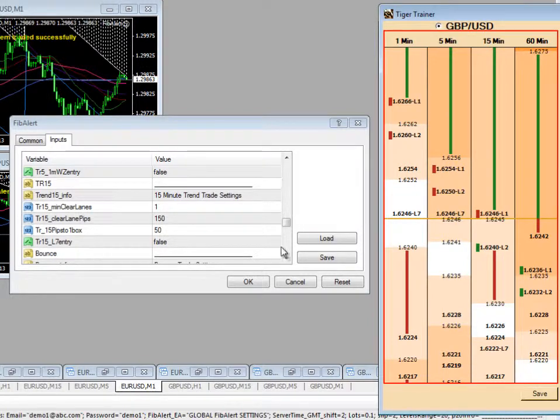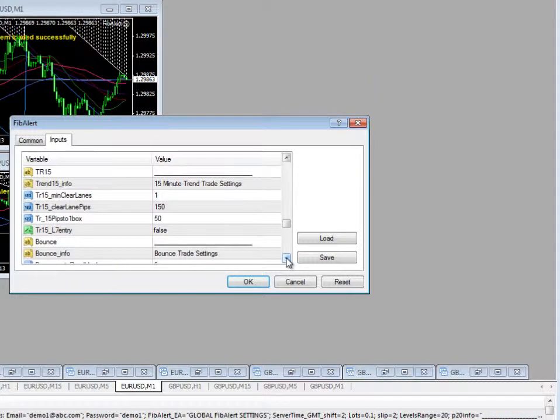Are you guys understanding the settings for the trends? Because we're about ready to get into the bounce trade.